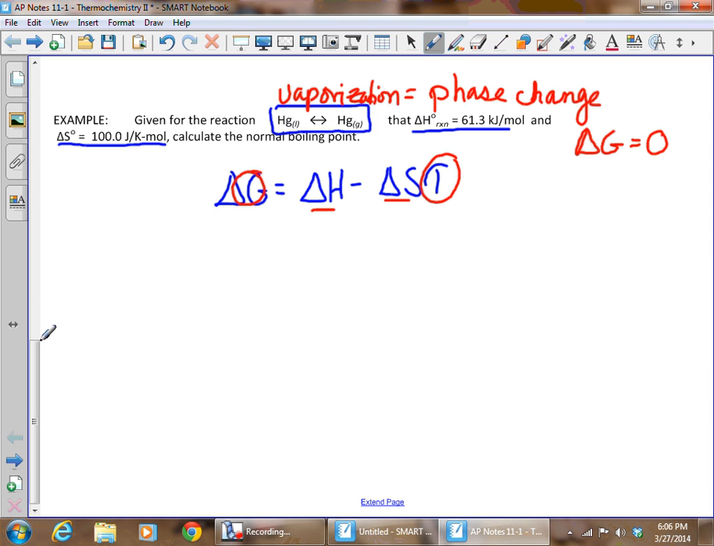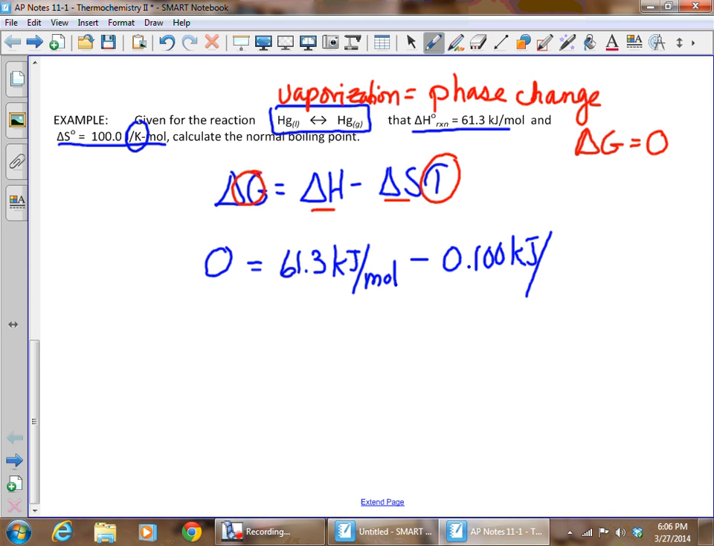So that takes care of that variable. Now we're left with an equation that is going to end up with only one variable. So let's plug those values in. 0 for delta G. Delta H is 61.3 kilojoules per mole. Please don't forget that delta S is virtually always in joules per Kelvin mole, and you want to make sure that you change that. I'm going to go ahead and change that to kilojoules, so 0.100 kilojoules per Kelvin mole.